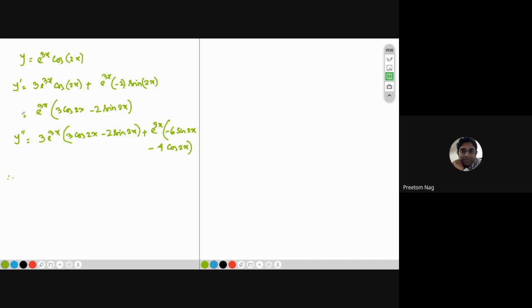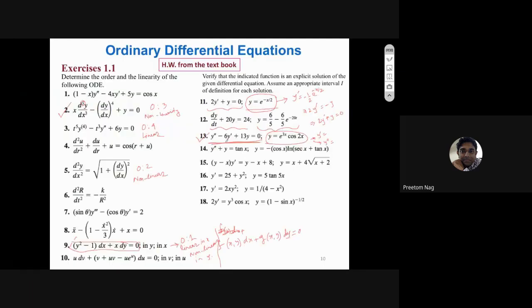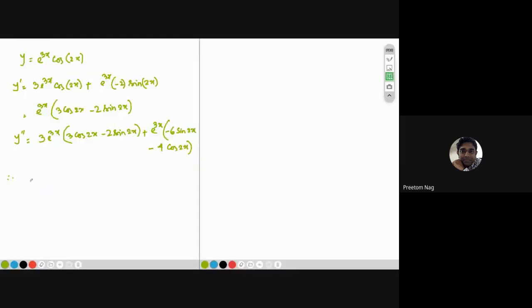So you can see now the y prime and y double prime results, right? So now put this result into the left hand side: y double prime minus 6y prime plus 13y. Find out what the result is. Have you got it 0? Yes, sir. Very good. It should be 0. So who else has found the same result?